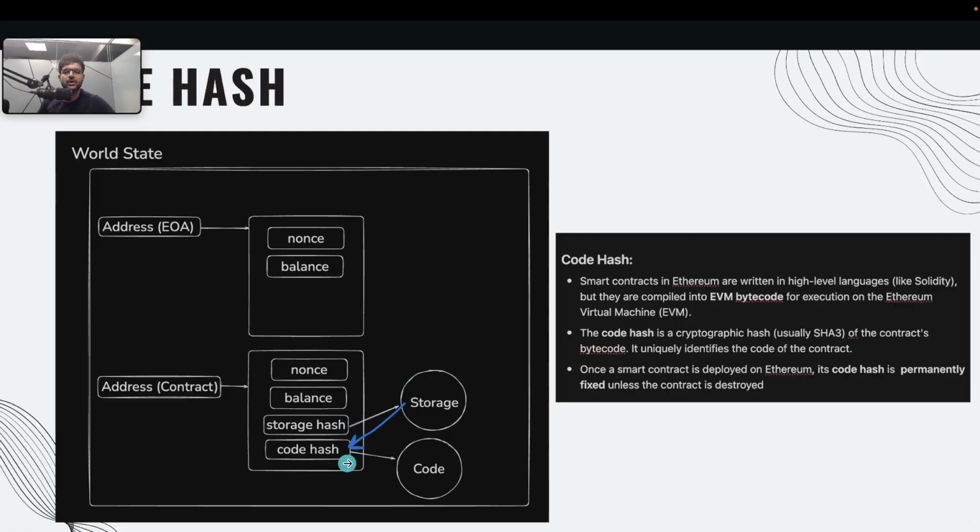And can you guess what the code hash is then? The code that you have deployed, if you pass it through a hashing function, it spits out the code hash.